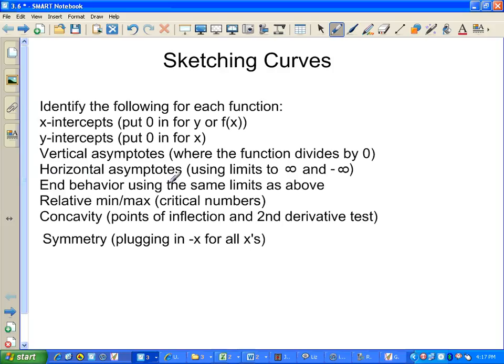End behavior, kind of the same thing. Our relative mins and maxes, which we get from our critical numbers. Our concavity, which we get from our points of inflection. And our second derivative test. And then I guess we could fit slant asymptotes in here too. Okay, they kind of fit in with our other asymptotes. Okay, so we're going to use all this stuff to sketch a pretty accurate graph.